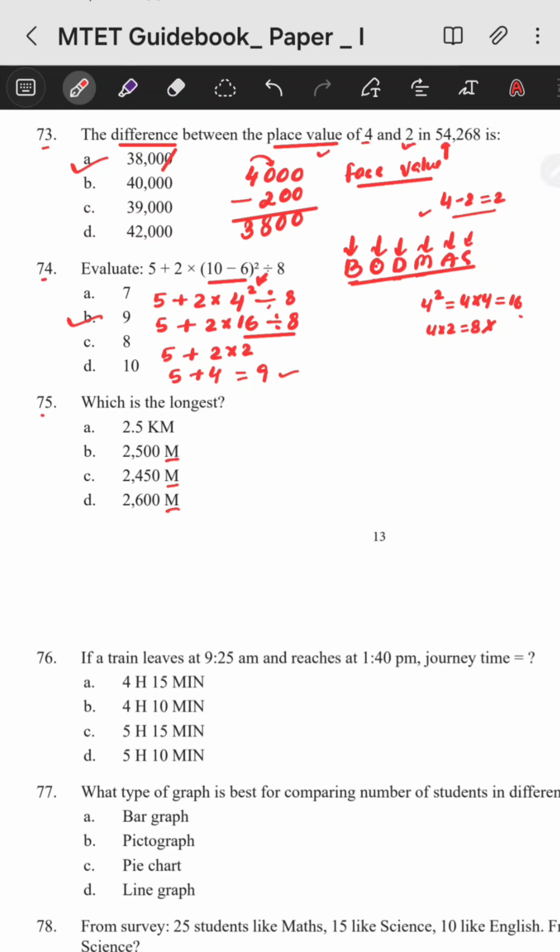If you see here, we know that 1 kilometer is equal to how much? 1000 meter. So you have to multiply here by 1000 meter, that means 2.5 into 1000 we have to multiply. Now it will be how much? It will be 2500 meter.